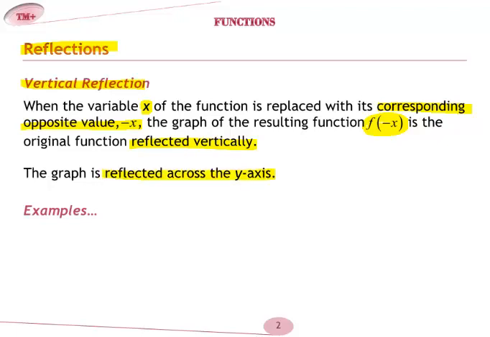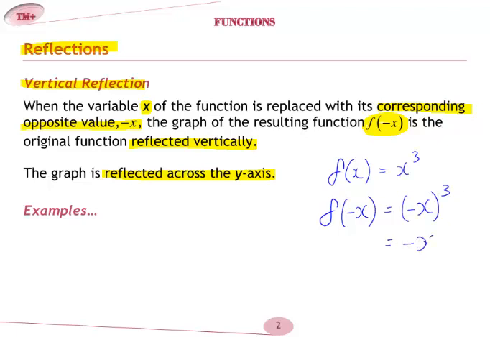Now to get that function, all you're doing is replacing the x with a negative x. So if I have f of x equals x cubed, then the vertical reflection would be f of negative x, which is negative x, all cubed, which simply becomes negative x cubed. Okay, so you're just replacing the x with a negative x. So let's look at an example.